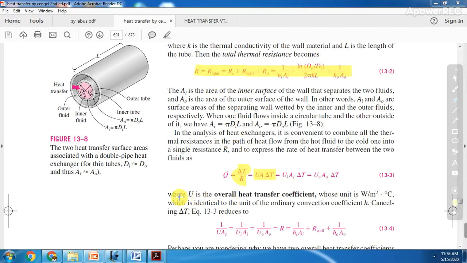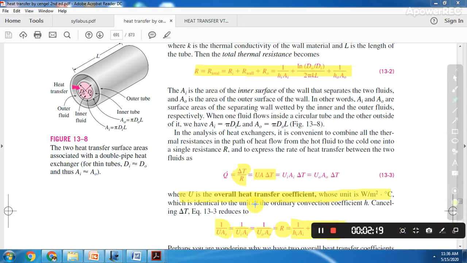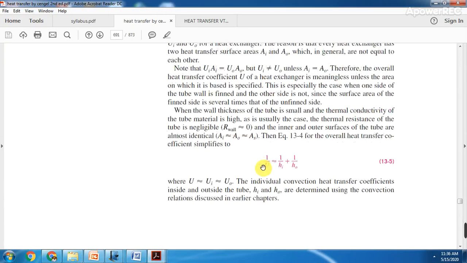Here U is the overall heat transfer coefficient. 1 divided by UAs is nothing but R. This As may be the surface area, whether it may be internal surface area or external surface area. Therefore, for a sphere or a cylinder, there are two types of surface areas. Internal surface area and external surface area are different. Therefore, there are two types of overall heat transfer coefficients for a sphere and a cylinder.